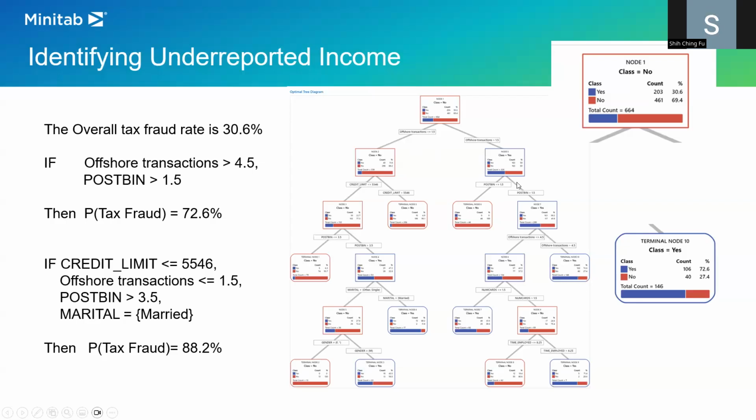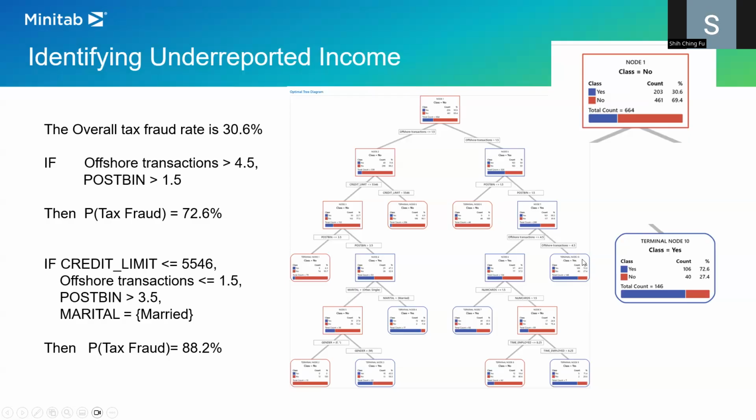So let's look at the story. What does it mean? Just go by this track, for example. We start with 30% fraud, which is tax fraud, right? And then go down to offshore transactions greater than 1.5, number of offshore transactions, and then offshore transactions greater than 4.5.